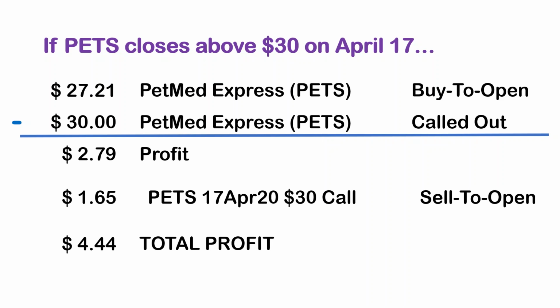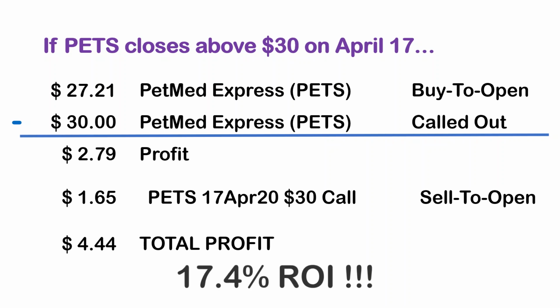Now, $4.44 on my initial investment, I walk away with 17.4% ROI. Now, remember, all I was trying to go for was 6%. And remember as well, this is one of the worst case scenarios. I can do better than this by simply looking for when PetMed is at a different place on its chart, just timing my trade a little differently.